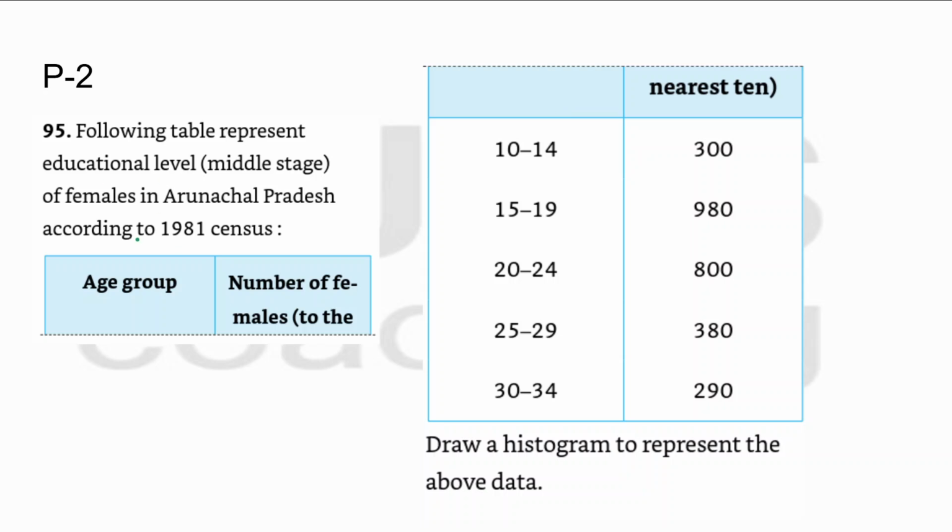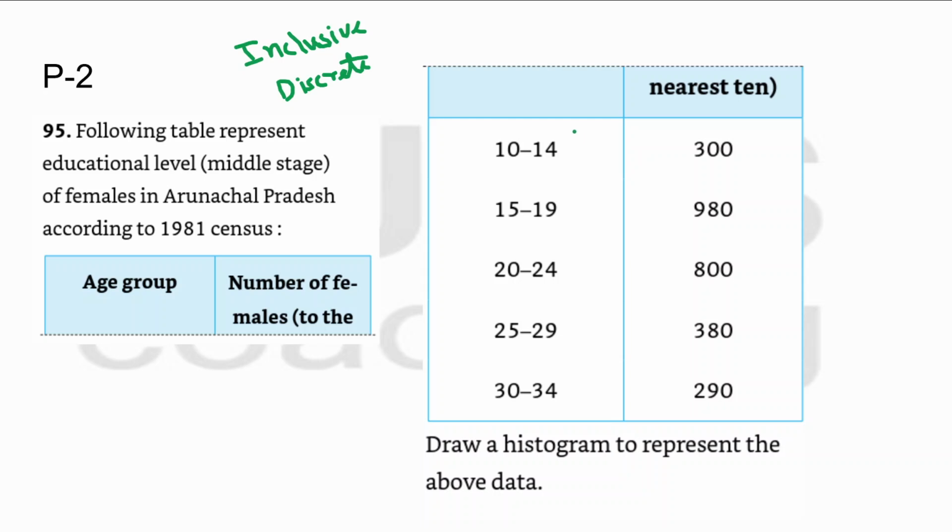The following table represents education level, etc. Draw a histogram. Here you have to be careful. It's a discrete system, not continuous. Why? Because between 14 and 15 there is nothing, between 19 and 20 nothing, 24 and 25 nothing, 29 and 30 nothing. So this is actually an inclusive and discrete system.